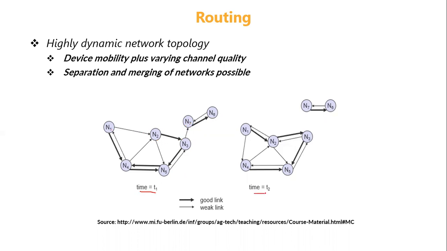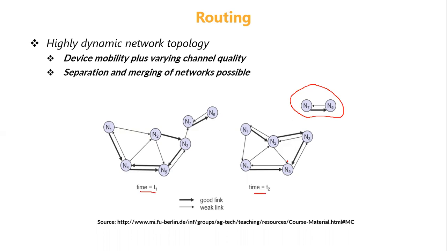At time t2, this network may change something like this. n7 and n6 may get totally isolated, and they have a strong, good link from n7 to n6, and a weak link from n6 to n7. All other nodes are separated. Like that, the network will change dynamically, and still you should be able to route the packets. So that is the challenge with respect to routing in ad hoc networks.